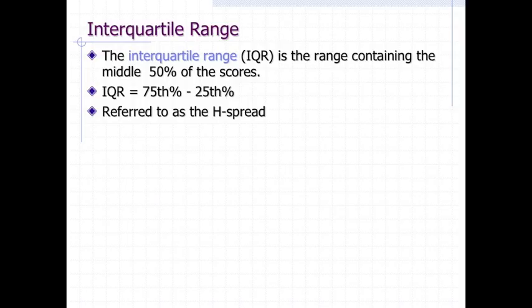A second measure of variability is the interquartile range, which is the range that contains the middle 50% of the scores. The interquartile range is calculated by subtracting the 25th percentile from the 75th percentile. If you'll recall the discussion of box plots, the 75th percentile was called the upper hinge and the 25th percentile was called the lower hinge. Using this terminology, the interquartile range is referred to as H-spread.